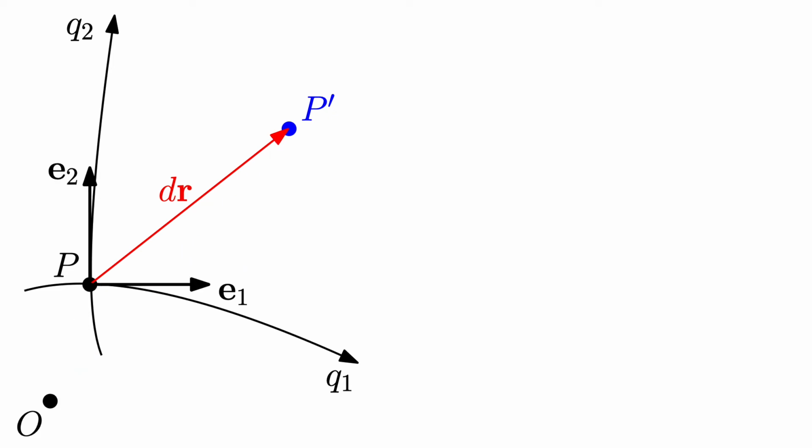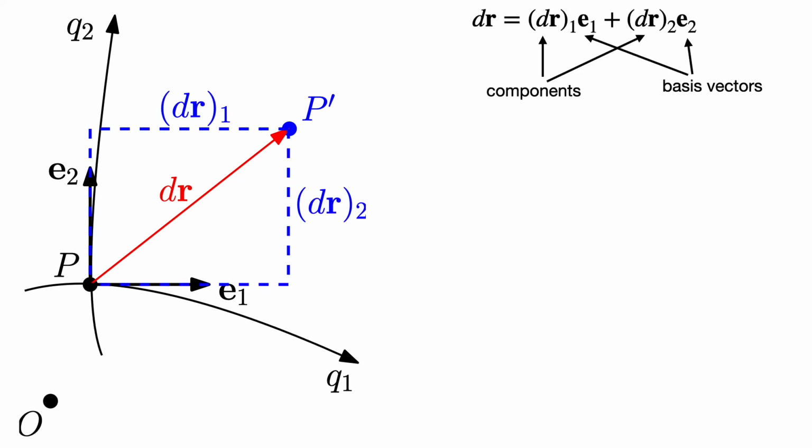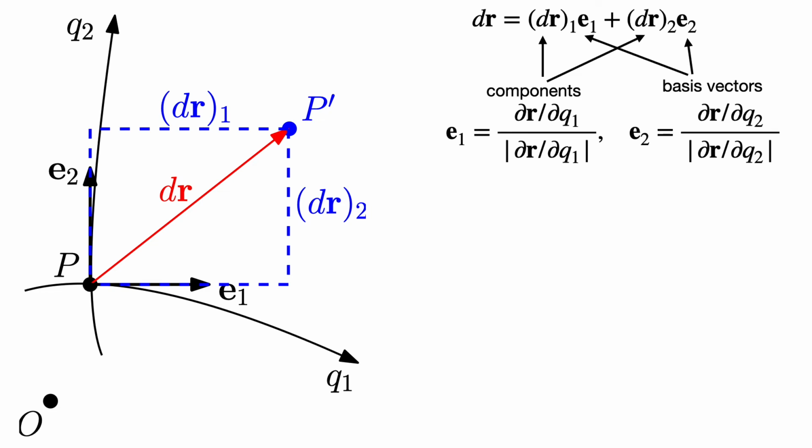Since dr is a vector, like any other vector, it can be resolved into its components. That is, it can be expressed in terms of the unit basis vectors e1 and e2 at the point P. So we can write that the vector dr is equal to the component dr1 times the unit basis vector e1 plus the component dr2 times the unit basis vector e2. Remember that this is an orthogonal coordinate system, so e1 and e2 are at right angles to each other. For reference in a moment, here are the expressions again for e1 and e2.